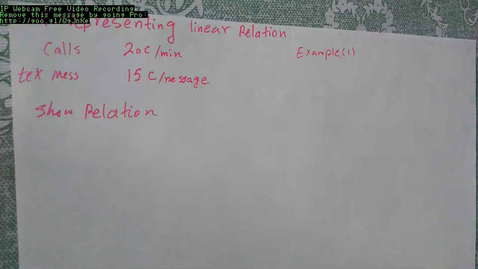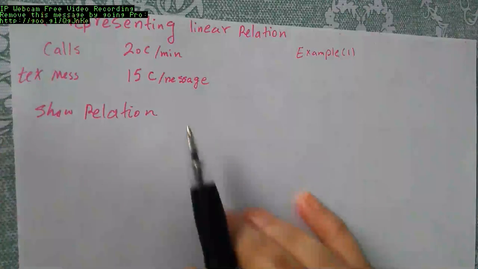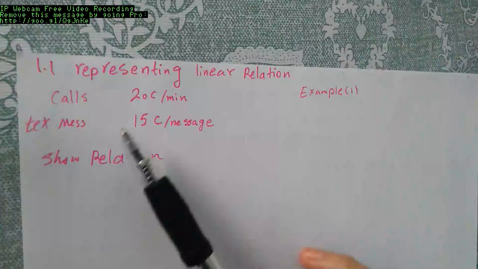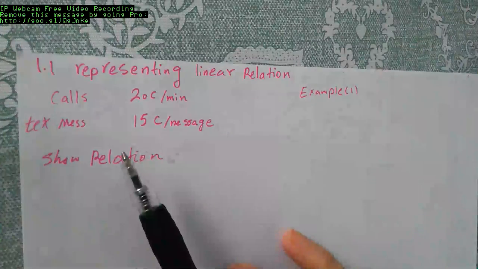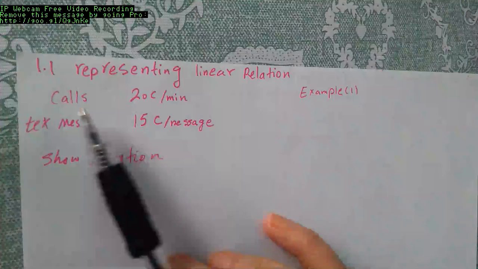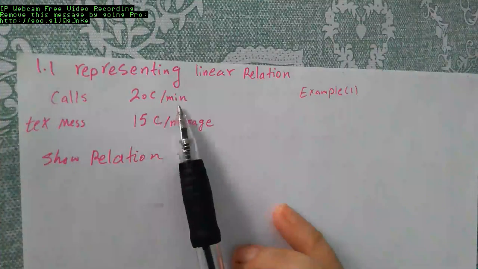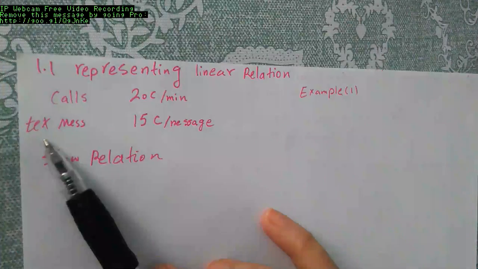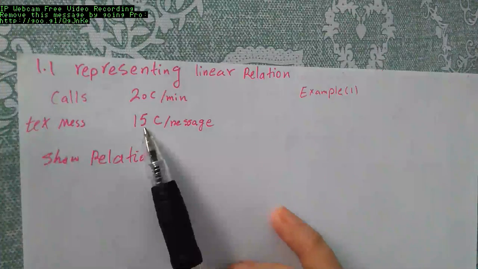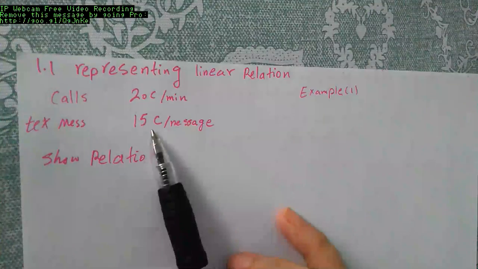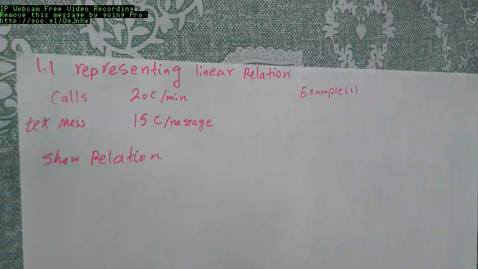Okay, so today's lesson is representing linear relations. The first question, if you look at the worksheet I sent to you, is about the phone call. You're doing the phone call at 20 cents per minute and the text messages at 15 cents per message. One message is 15 cents, one phone call is 20 cents. You want to write a linear relationship showing this situation.